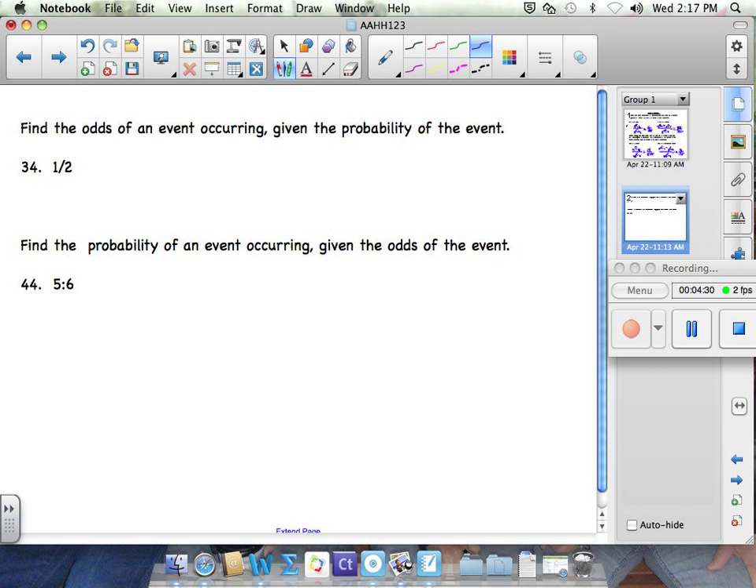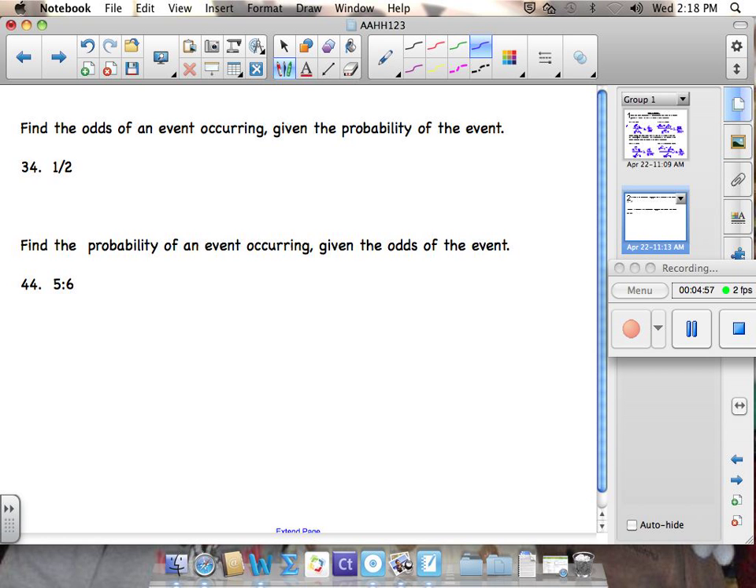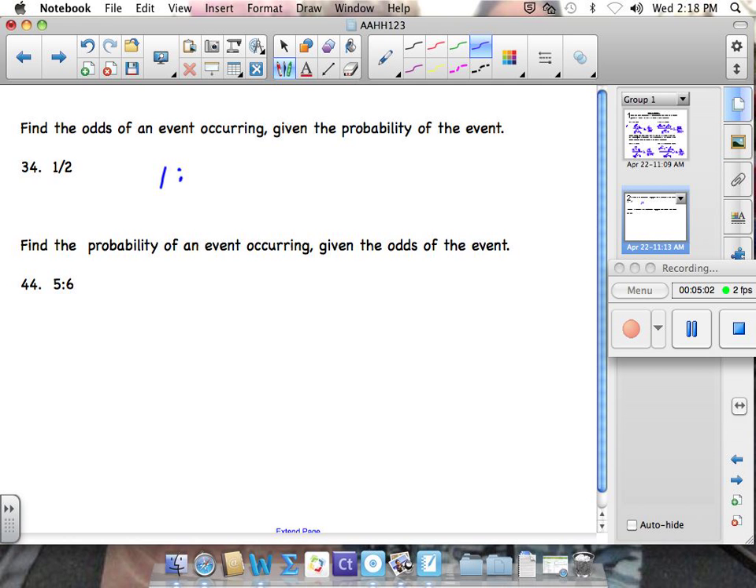Now, another way of representing what we want to have happen versus what could happen is looking at the odds of something happening. When we talk about odds, we're comparing the successes versus the failures, whereas in probability, we're comparing what we want to have happen versus what could happen. So in number 34, I have that the probability of something happening is 1 over 2. The odds then would be 1. That's what we want to have happen, the success. What would the failures be?